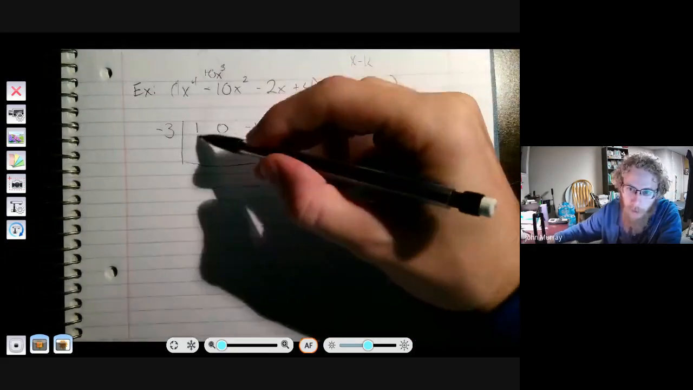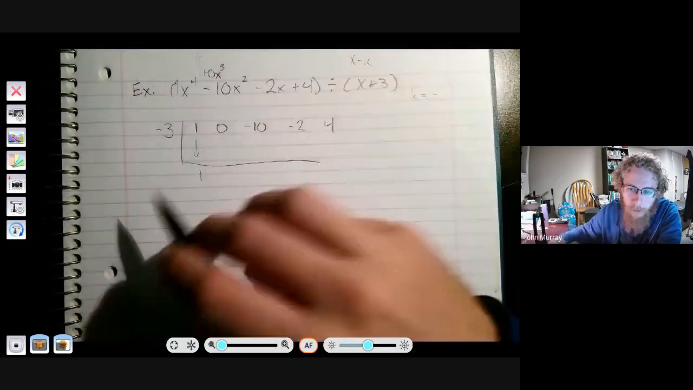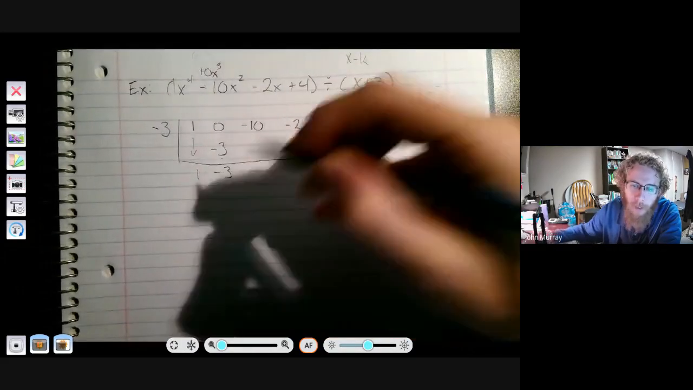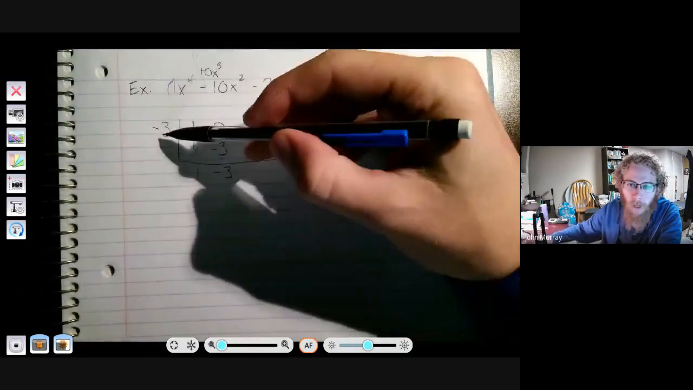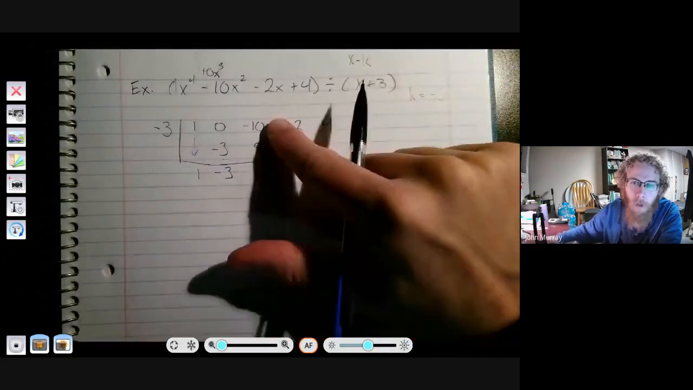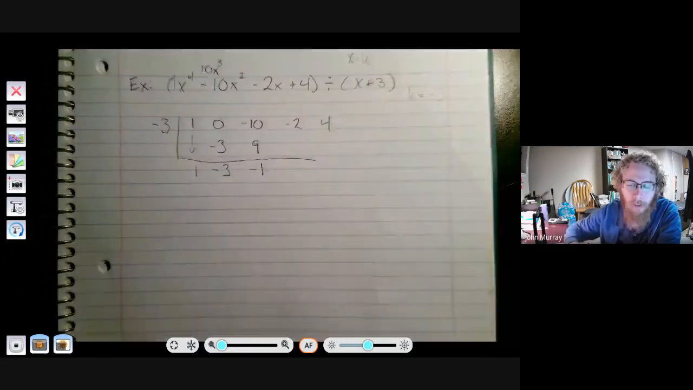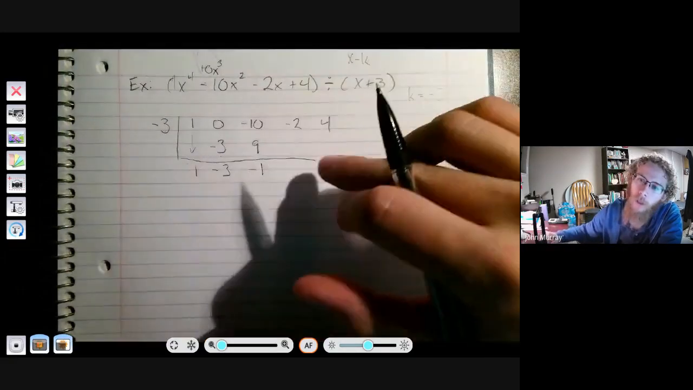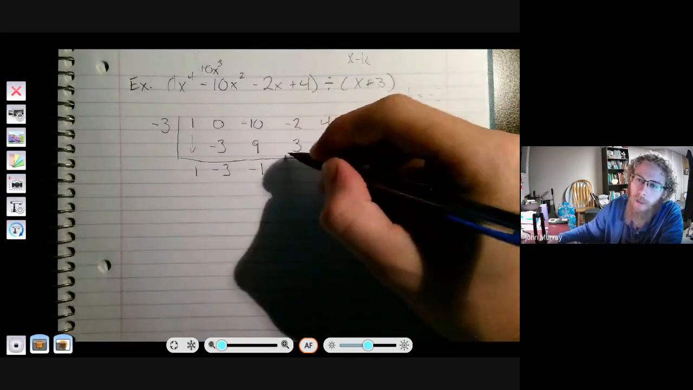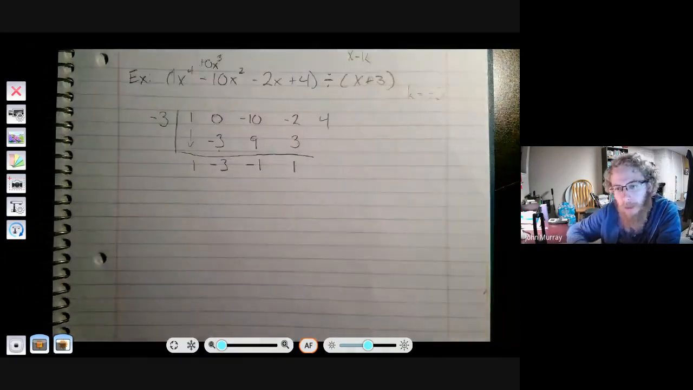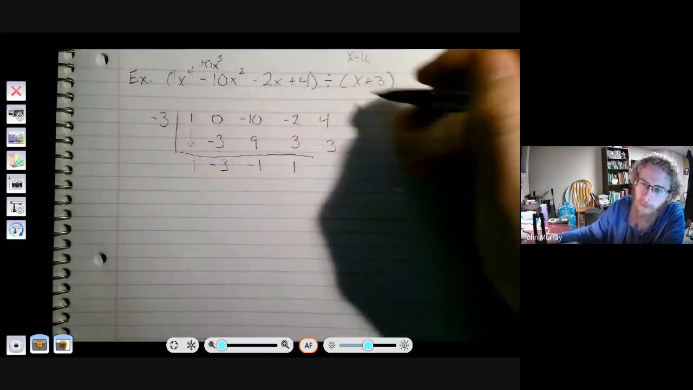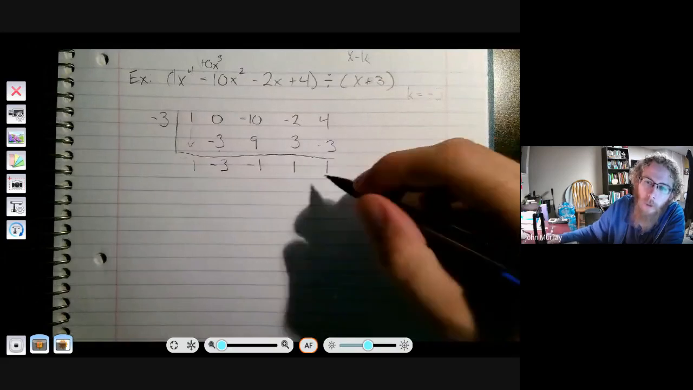All right, let's go through our steps. Bring down the first number, 1. 1 times -3 is -3. We add, we get -3. -3 times -3 is +9. We add, we get -1. -1 times -3 is +3. We add, we get another 1. -3 times 1 is -3. We add, and we have another 1.